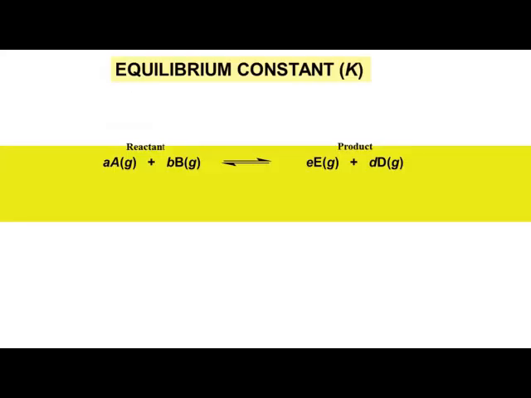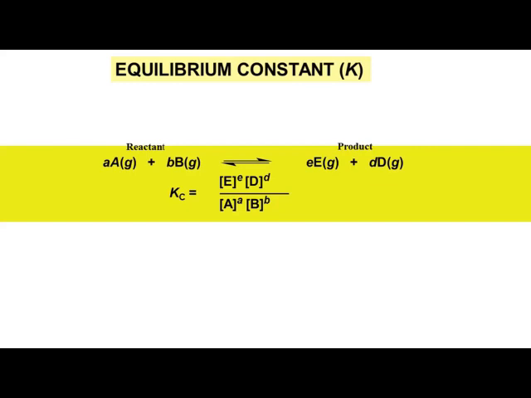For a reaction in equilibrium, an equilibrium constant expression K can be written for the reaction. For example, in an equilibrium where a moles of A react with b moles of B to produce e moles of E and d moles of D, the equilibrium constant expression can be written as Kc equals the concentration of E raised to the power of e, multiplied with the concentration of D raised to the power of d, over the concentration of A raised to the power of a, multiplied with the concentration of B raised to the power of b.